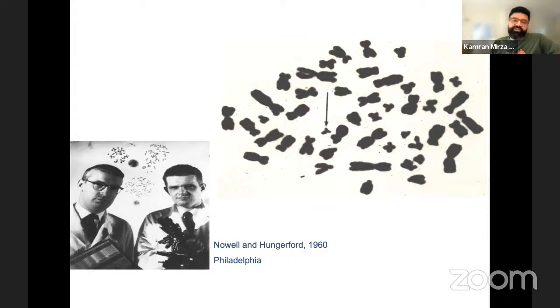It was originally described because two scientists, Nowell and Hungerford, in Philadelphia in 1960, were seeing that in the chromosomes of patients with very high levels of white blood cells in their blood, there was a weird chromosome. They didn't know what it was at the time, and so it was known as the Philadelphia chromosome.